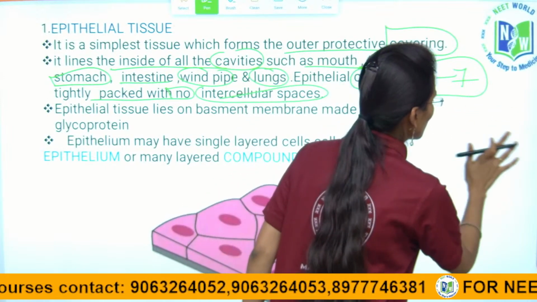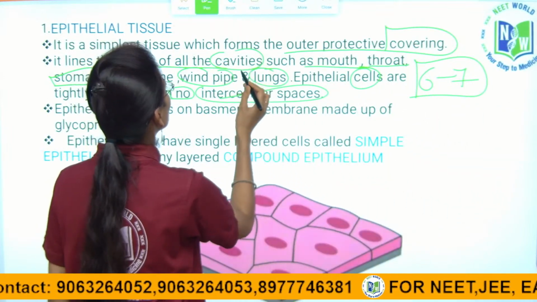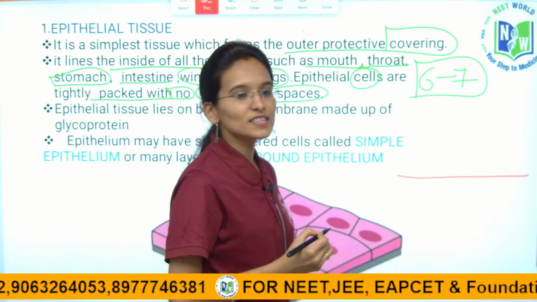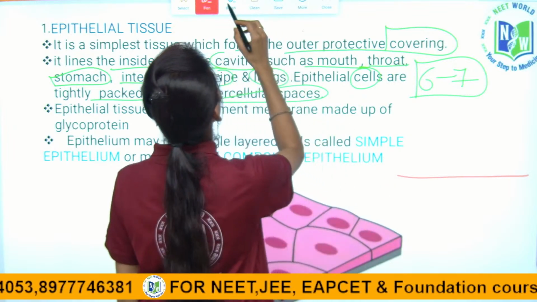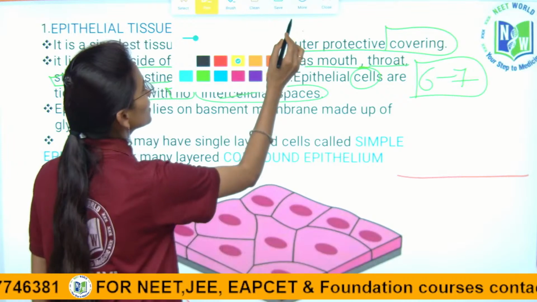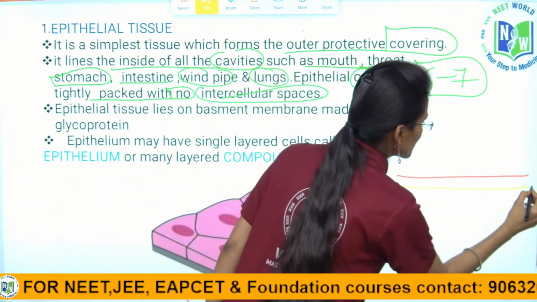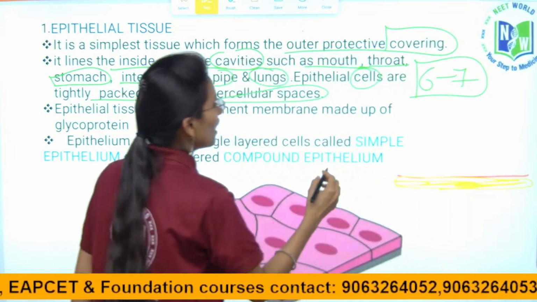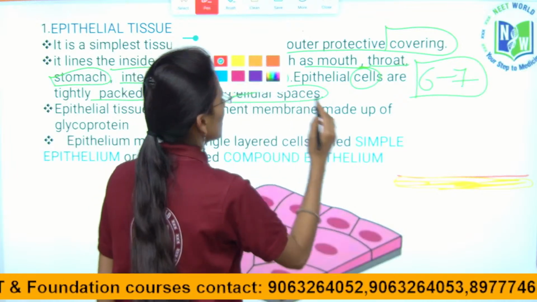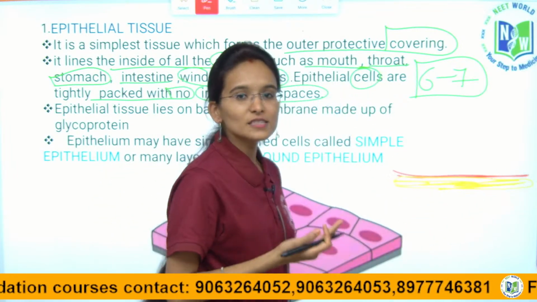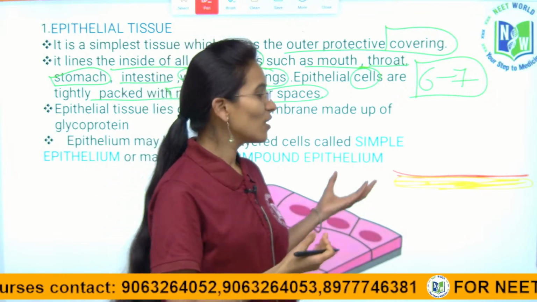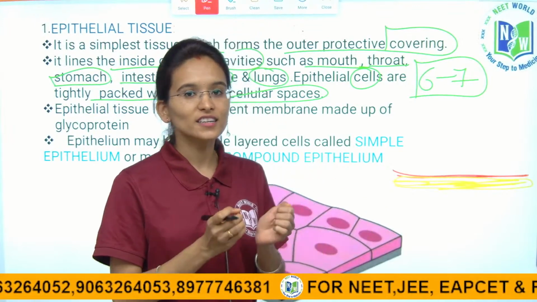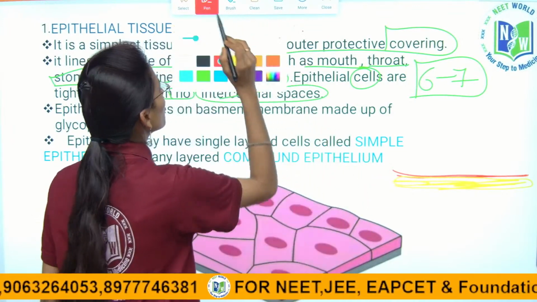I will draw with some different colors so that it gets clarity, children. The red colored structure I am drawing is the basement membrane, and below the basement membrane there is another tissue called connective tissue, this yellow colored structure. Above that connective tissue there is a basement membrane. On this basement membrane we find all these cells, which aggregate and form tissue. Which type of tissue, students?